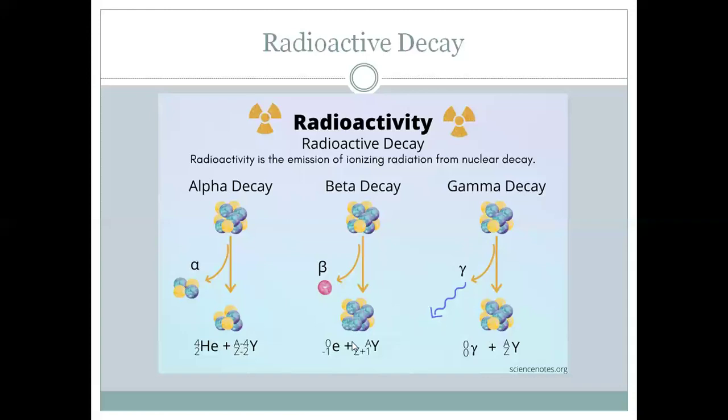Then, as a result of other decays, there is gamma decay. Gamma decay is the emission of electromagnetic radiation. It doesn't have any charge or mass, so the identity of the atom does not change. Gamma is electromagnetic radiation without any charge or mass, so the atom will remain the same. This usually happens after alpha and beta decay.